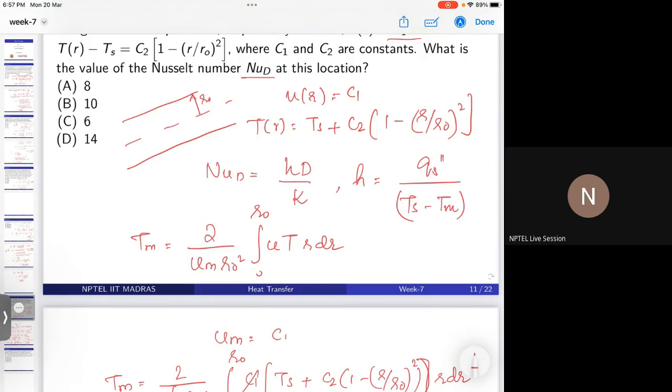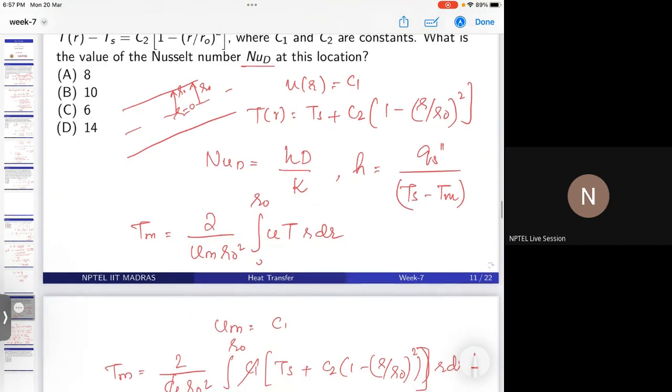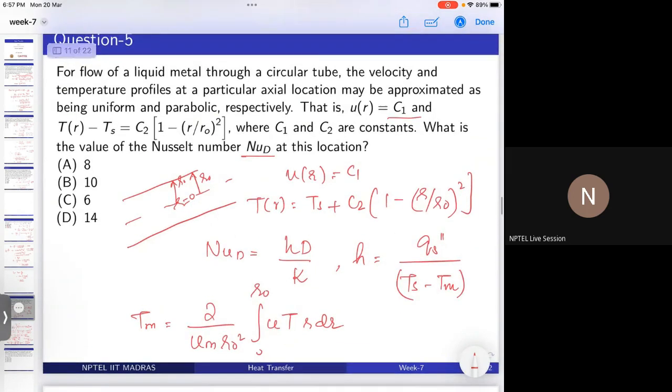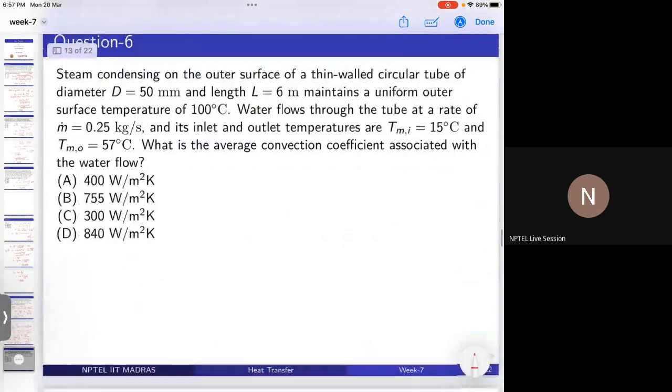Here we are not concerned about the thickness of the tube. Our concern is that T ranges from R equal to 0, which is at the middle of the pipe, to the surface of the pipe, which I am denoting as R0. You can take it as big R, that is not a problem. I hope it is clear. If you have any confusion, you can use big R also. Okay, let's move on to the next question.